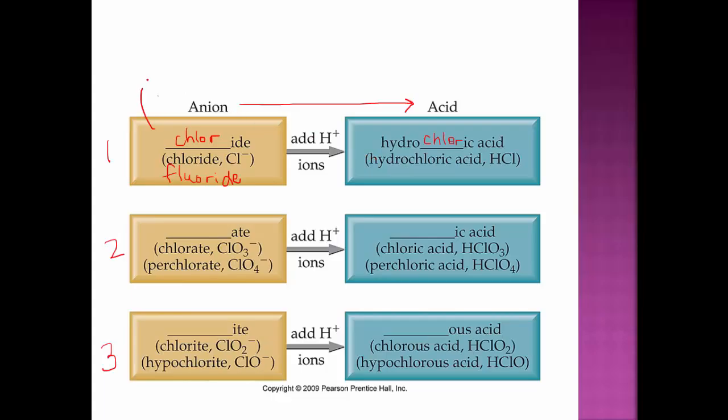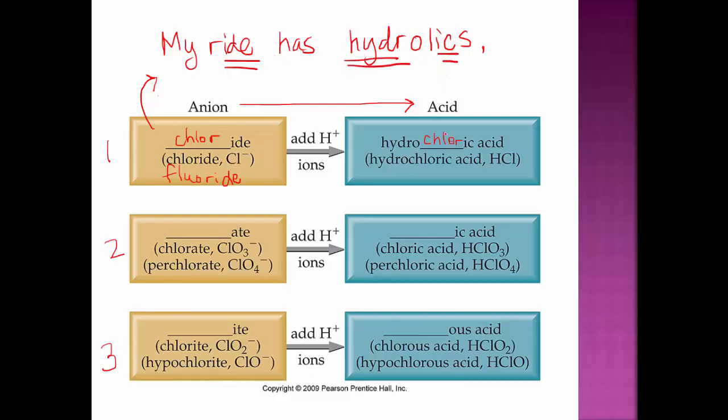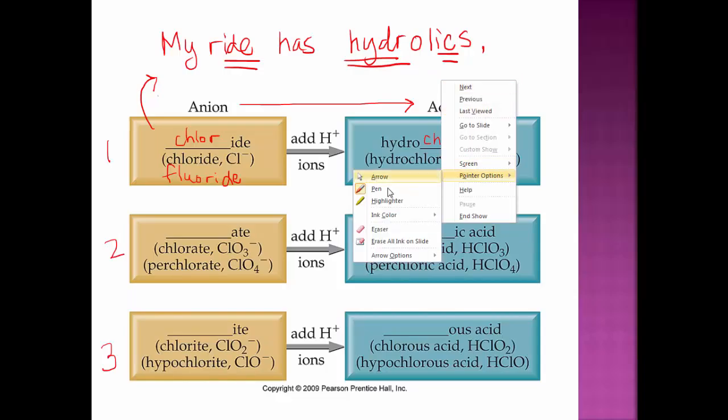I have a little sentence that helps me remember this rule. I say, my ride, which is another word for my car, has hydraulics. And I'm going to spell it wrong. Okay, just go with it. So, my ride has hydraulics. This is describing those cars that bump up and down. "Ide" is the name of the anion, so chloride, fluoride, has hydraulics. The hydroic part of that word represents the acid name. So "ide" ions become hydroic acids, and we'll do some extra practice with that.